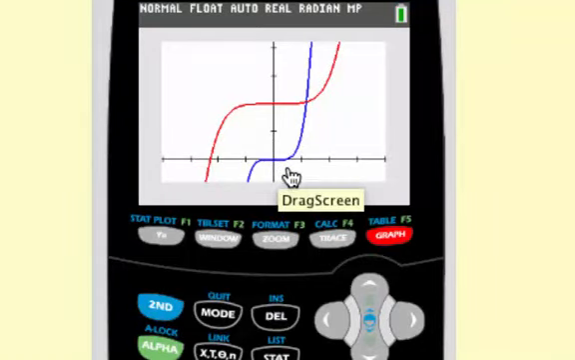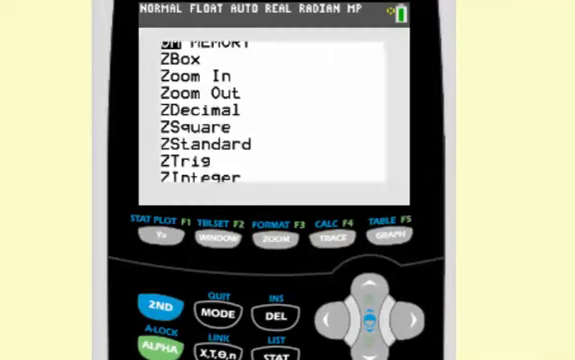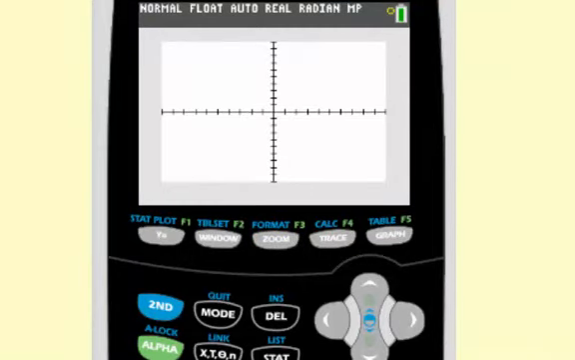Oh, and also notice my window, it's already been optimized. What if it wasn't? What if I was something like this, Zoom 6 standard window? There's the first function. There's the second one. And this is a perfectly fine view as well. If you want to adjust your window, you could do that. Actually, I'll just go off this one here.